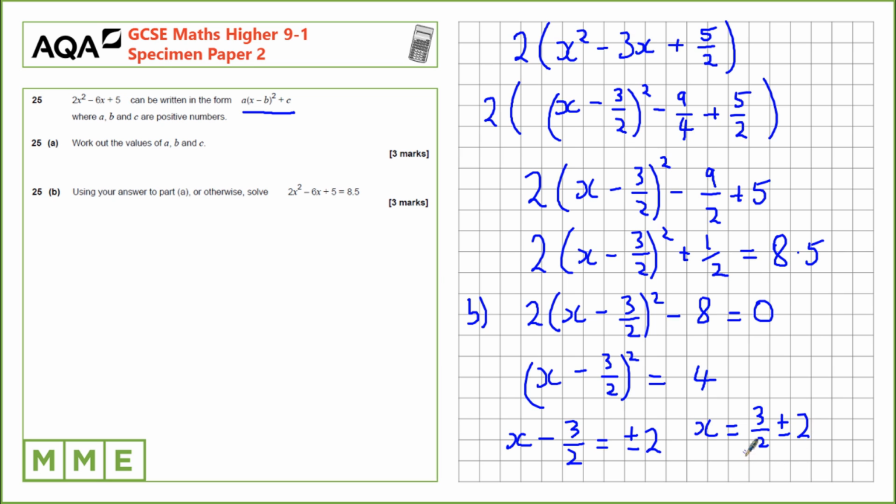And our final step is to add on this, so x is 3 over 2 plus or minus 2, which gives us two different solutions. One in the case that we're adding on 2, which would give us 7 over 2. Or in the case that we're taking away 2, which would give us 3 over 2 take away 2, which is minus a half. There are two solutions, x is 7 over 2 or minus a half.